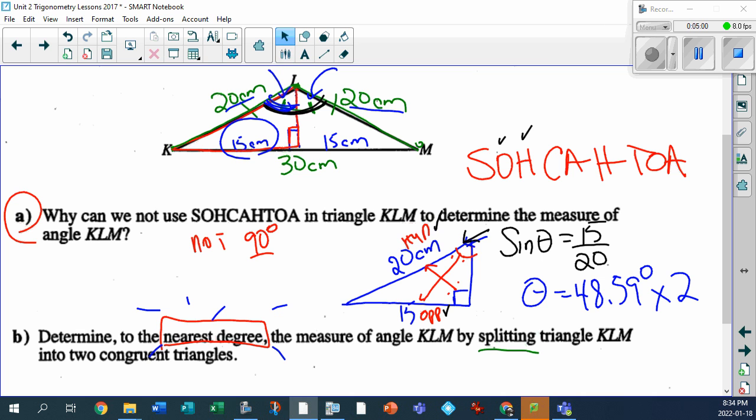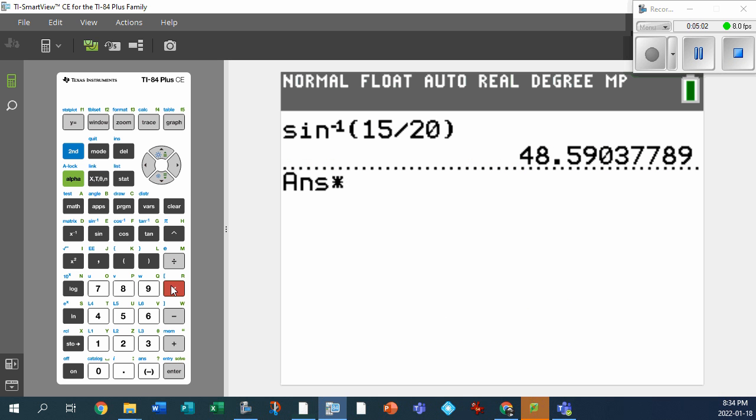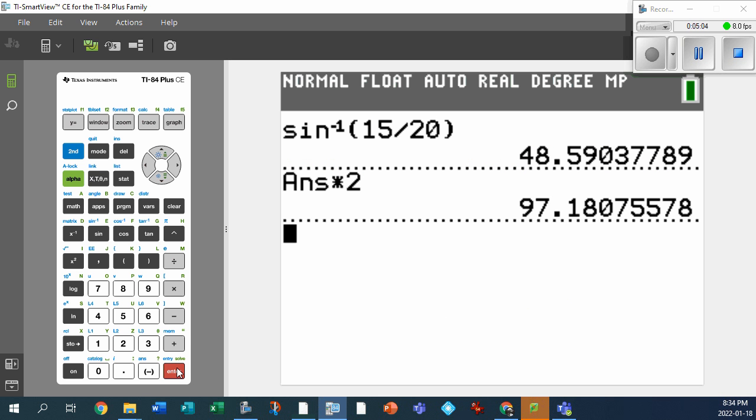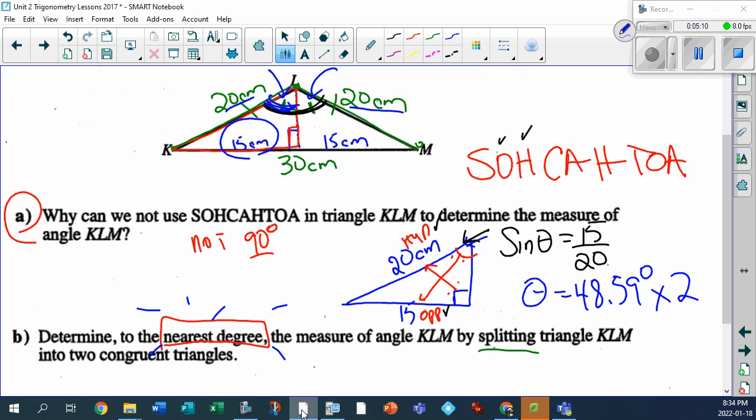So let's bring up the calculator again. Let's multiply this by 2. We got it. Aha! 97.18. Now let's round it. In fact, this angle here works out to be exactly 97 degrees. And that supports this question. Why can't we use SOHCAHTOA? Because that angle's not 90, it's 97. Aha!